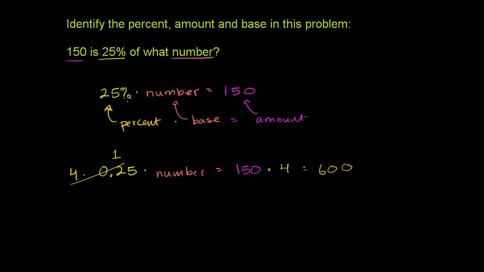And that makes sense. 25% of 600 is 150. 1/4 of 600 is 150.